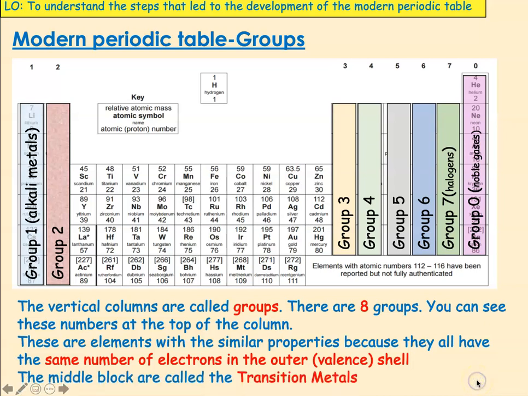Okay, the other part of the periodic table that we don't have to really study is the middle block. They're all metals and they're called the transition metals.